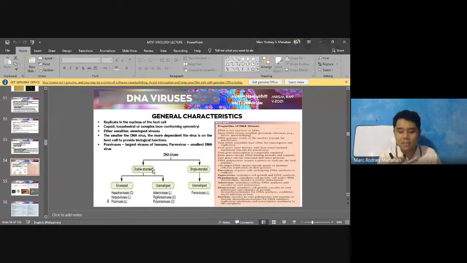The smaller the DNA virus, of course, the more dependent the virus is on the host cell. Because again, its genome is small, so it is a very small virus. So it needs more guidance, joke, more nutrients from the host cell.